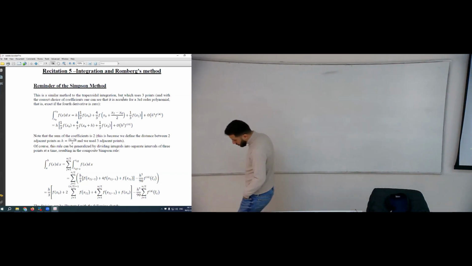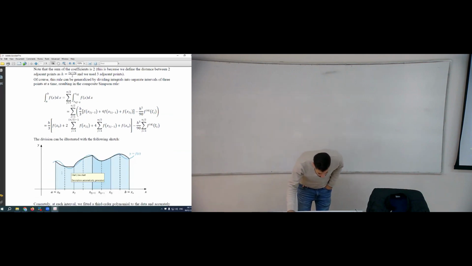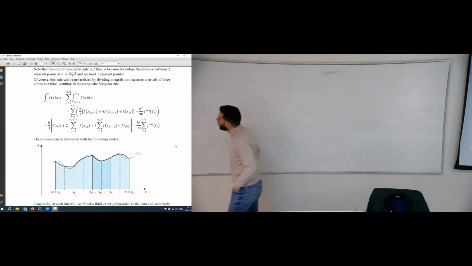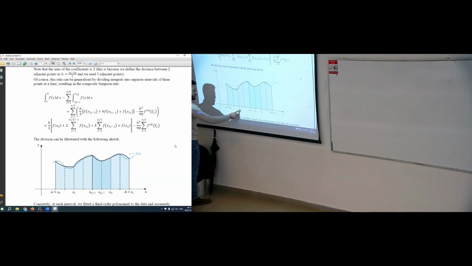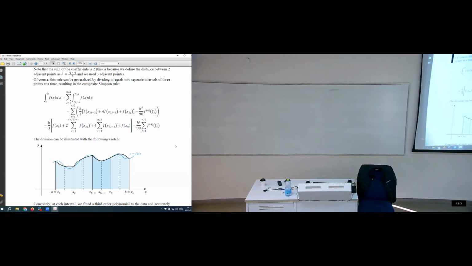So the Simpson method says that we take a function in each segment from x0 to x2, from x2 to x4. And in each segment, we take a quadratic function that interpolates the function at the 3 points in that segment. The 3 points are x0, x0 plus h, and x0 plus 2h. And here, this is the function itself, and the interpolation is a parabola here, parabola here, parabola here.